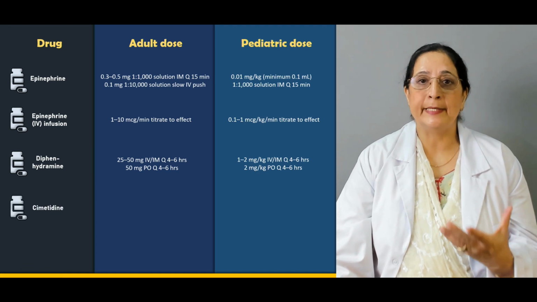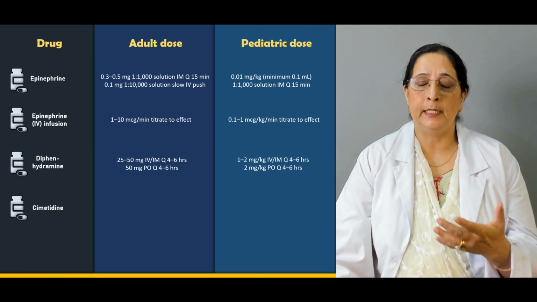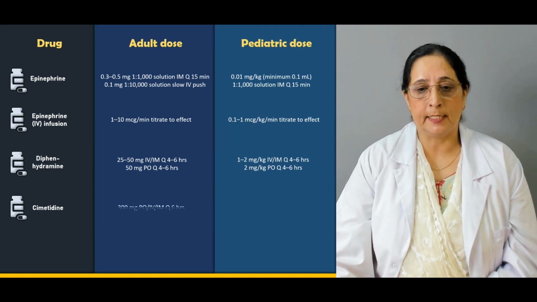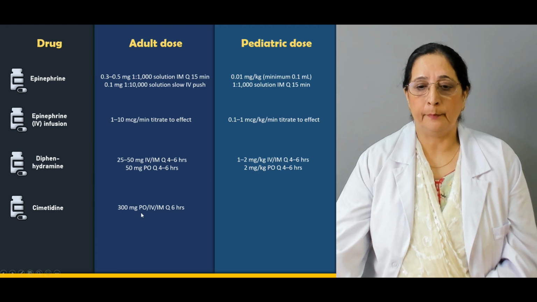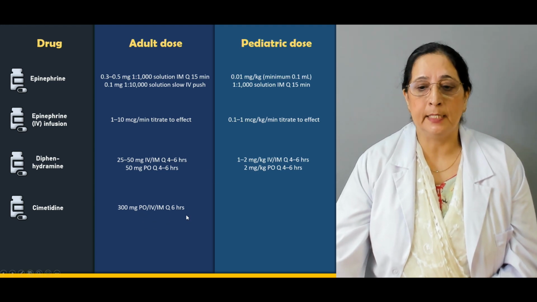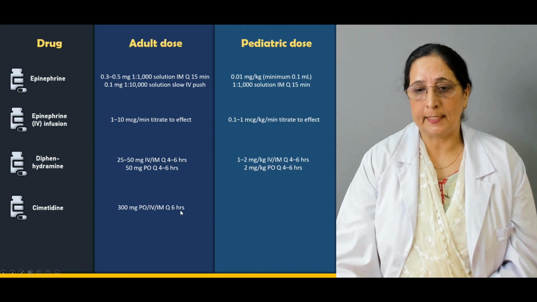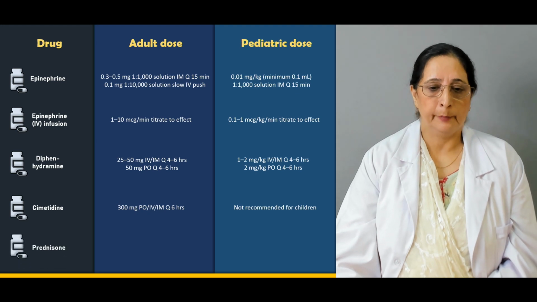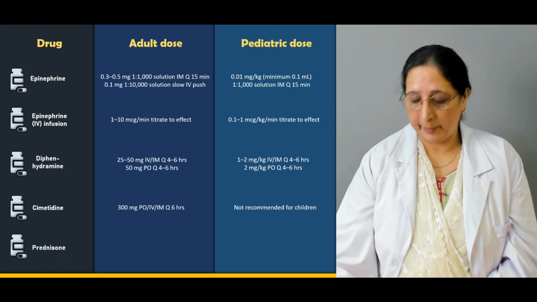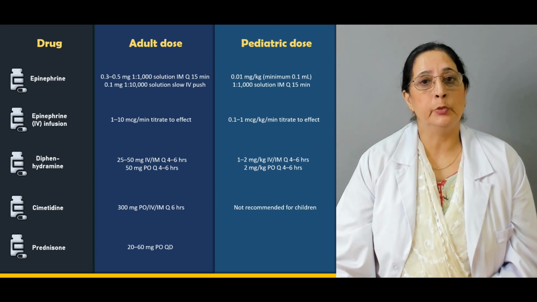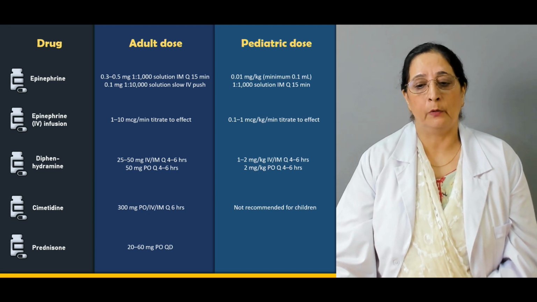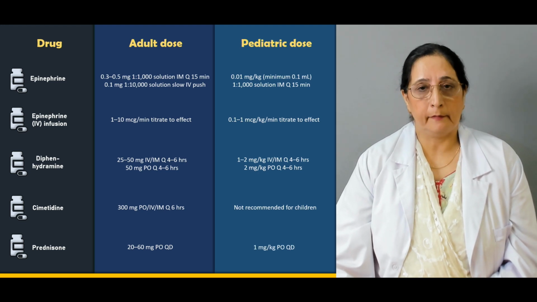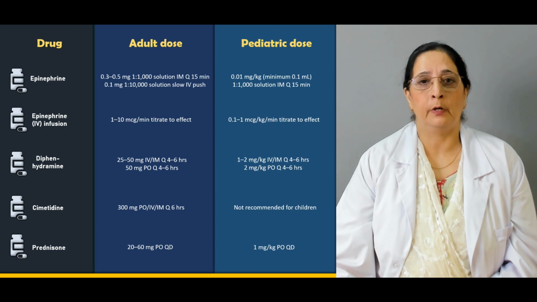Another important drug, cimetidine, is important for any gastric complications, gastroenteritis. So cimetidine, 300 milligrams orally, intravenously, or intramuscularly every 6 hours, not recommended for children. Prednisone, a steroid. Prednisone is 20 to 60 milligrams orally every day. And then we have 1 milligram per kilogram orally per day.